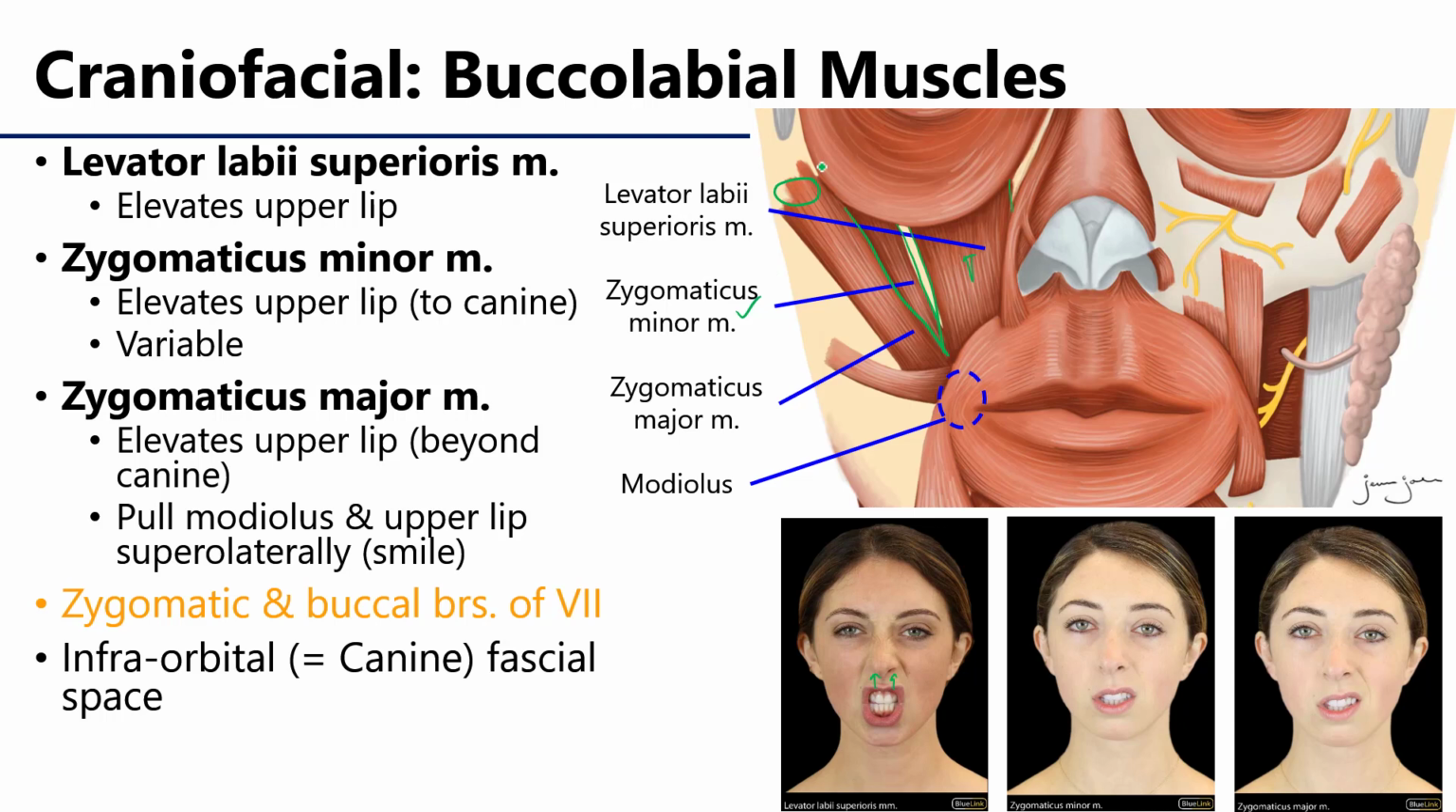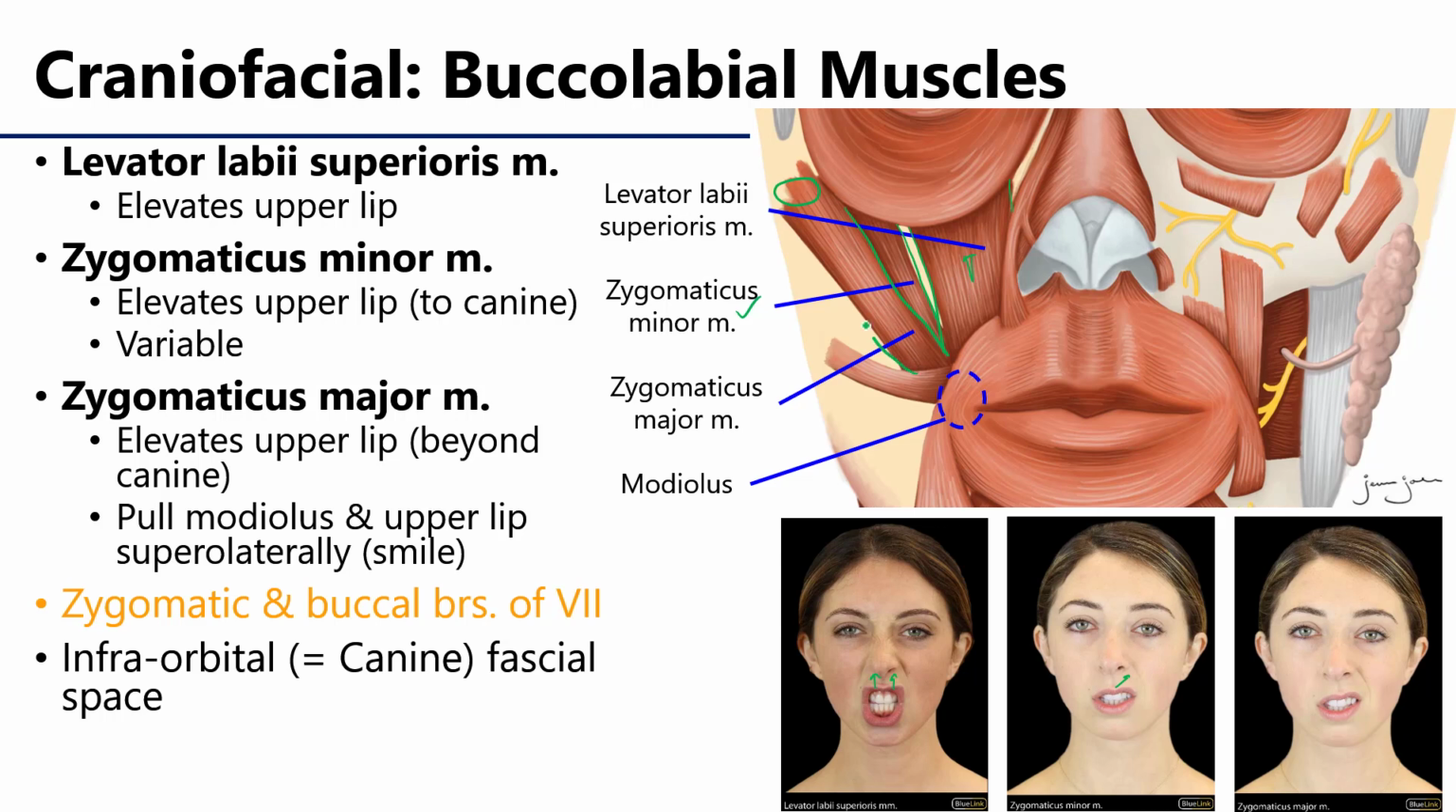And so when zygomaticus minor fires, we can see it on this side. This is just unilateral. We have the exposure of a more lateral smile. Usually, we can see just to beyond the canine tooth. So if you wanted to just expose your canines with a kind of weird smile, zygomaticus minor would be recruited.